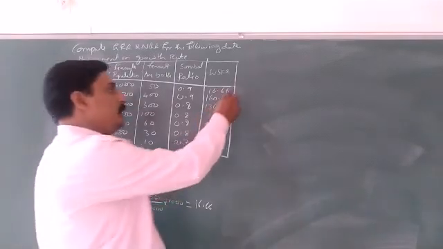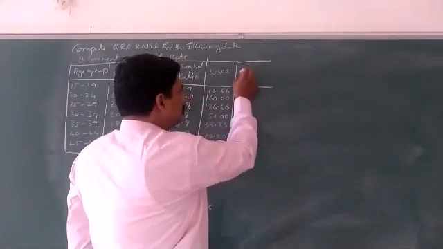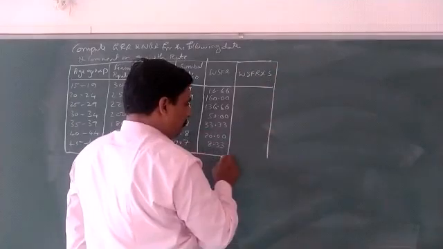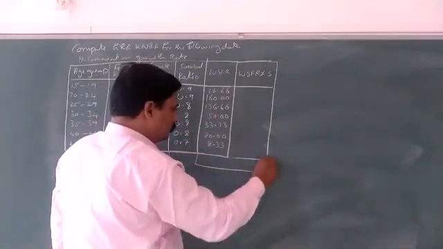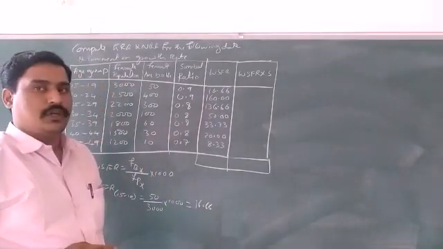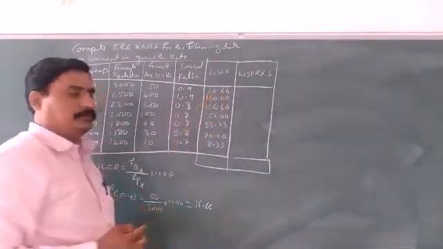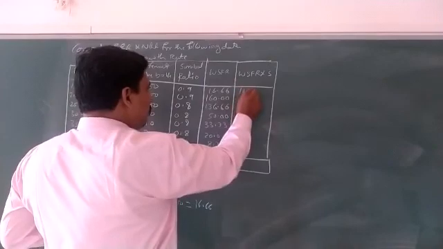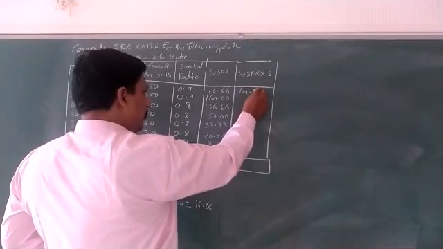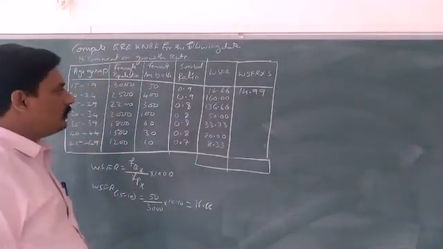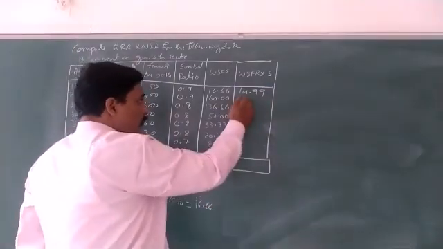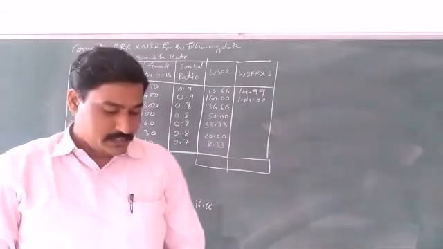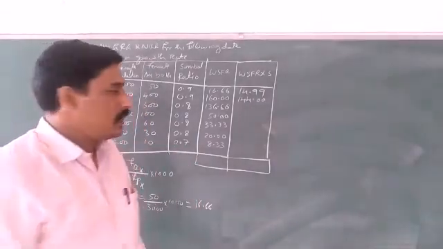Now the next column we need to calculate is WSFR into S, that is the survival ratio column, into the WSFR column. So 0.9 into 16.66 we get 14.99. And next 0.9 into 160, that is 144.00. And next 0.8 into 136.66 is 109.08.